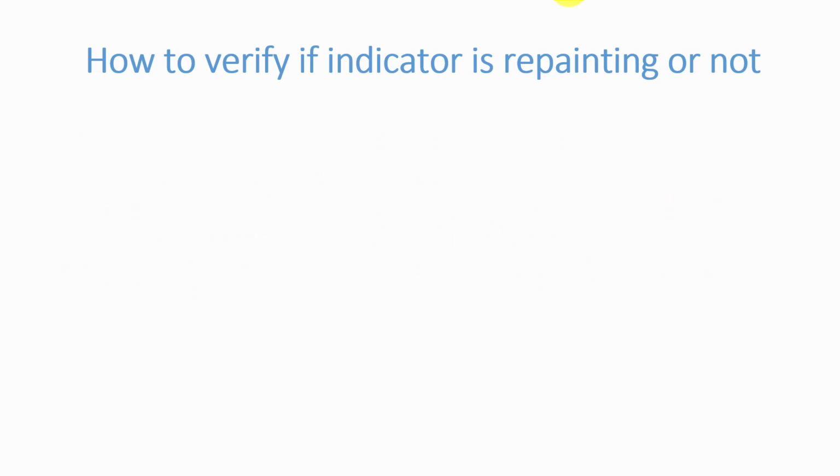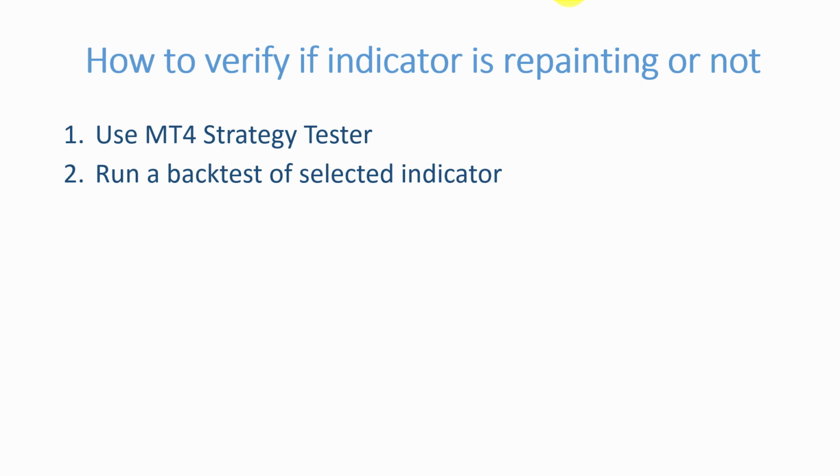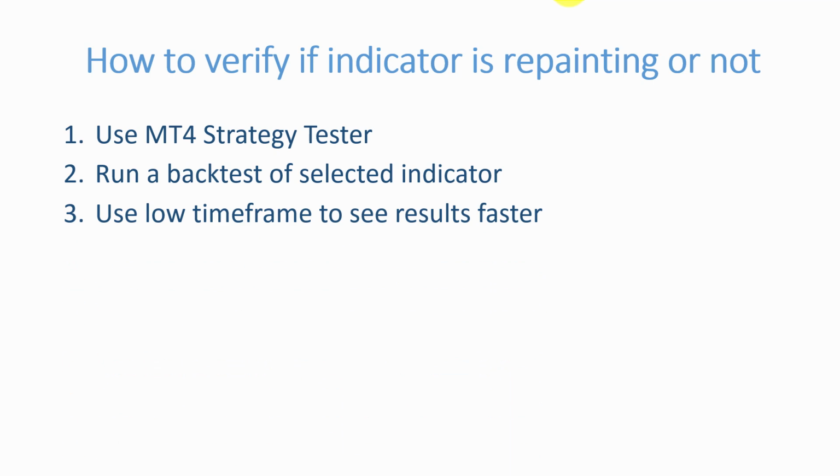Now let me tell you how to verify if an indicator is repainting or not. You can use the MetaTrader strategy tester like I did. You need to run a backtest of each selected indicator, and you need to use a low time frame to see the results faster. But if it's required for your indicator, you obviously need to use some other time frame. I cannot tell you which time frame to use. You should try a few of them if it doesn't work on one of the time frames.